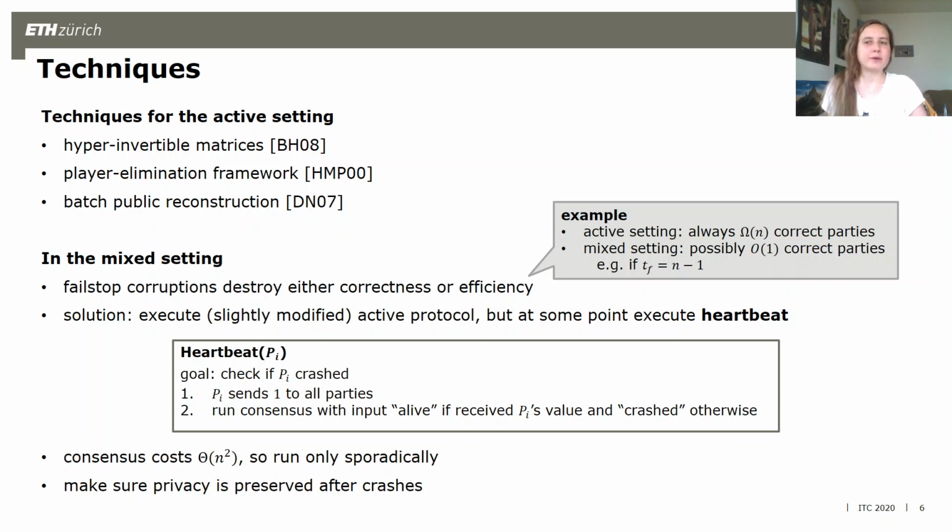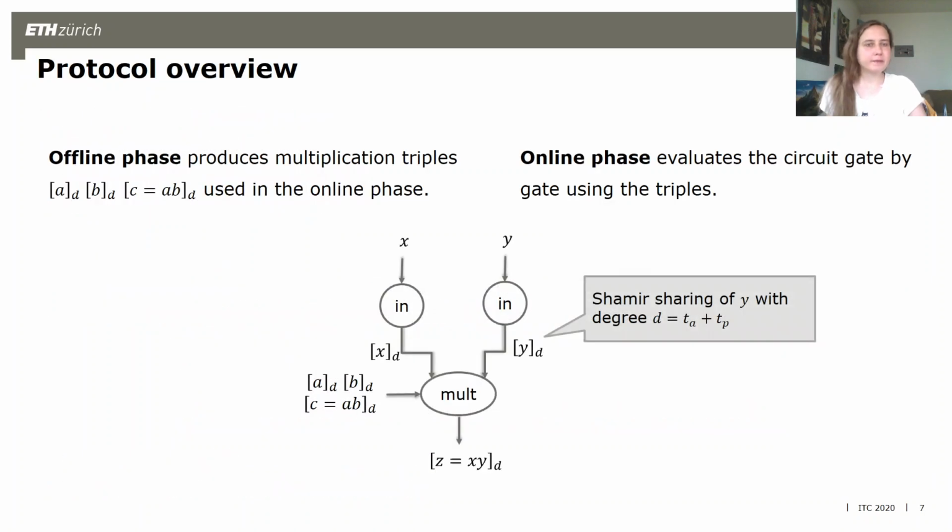An example sub-protocol of our protocol. So for this, we first need the protocol overview. So it proceeds in the standard offline-online model. Where in the offline phase, parties compute a number of multiplication triples, which are just triples of sharings of random A, random B, and the product C. And in the online phase, they evaluate the circuit gate by gate using the triples. And the invariant here is that the values on the wires are shared using Shamir sharing with degree TA plus TP. And this is how many internal states the adversary gets in the mixed setting.